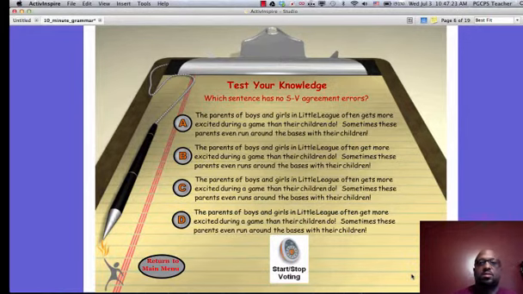All right, moving on. Second example, which sentence has no subject-verb agreement errors? Look at that one. Take a look. Write down your answer. If you need to, pause the video, read the sentences, and figure out which one has no subject-verb agreement errors.